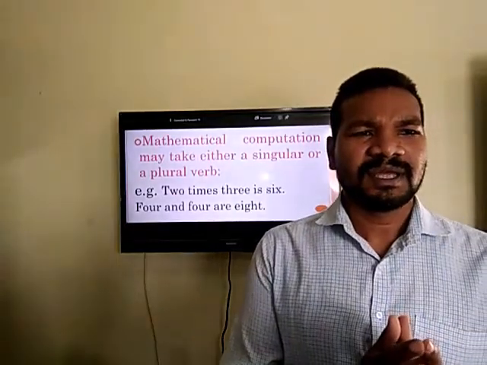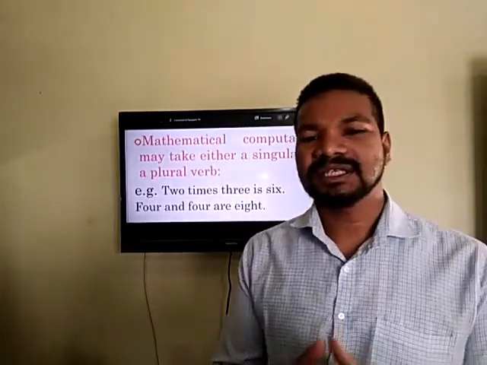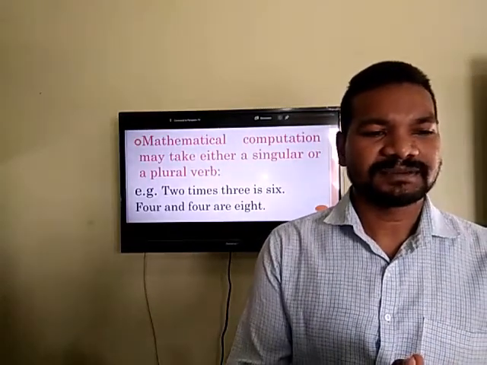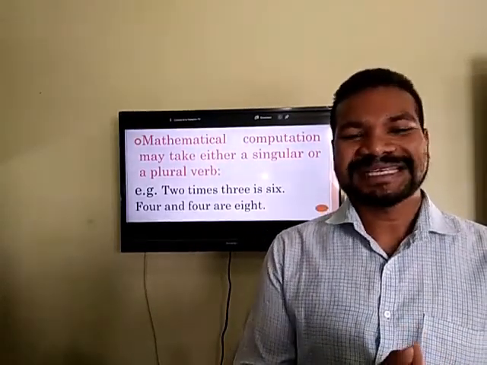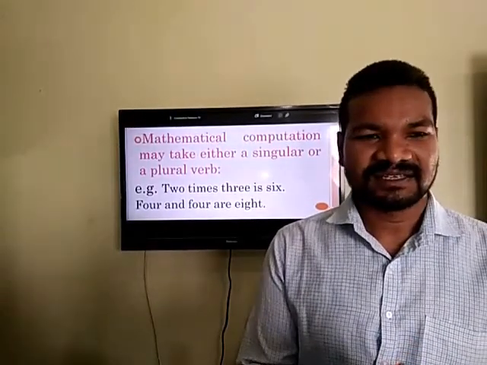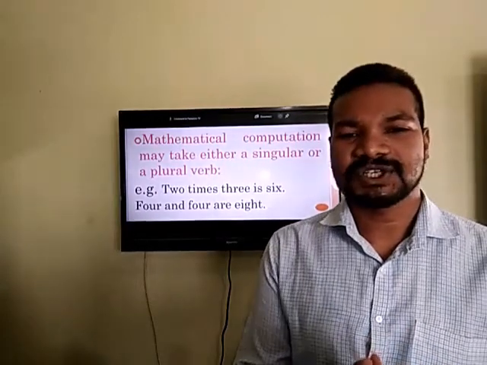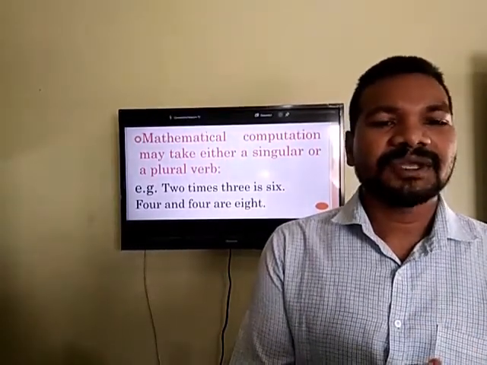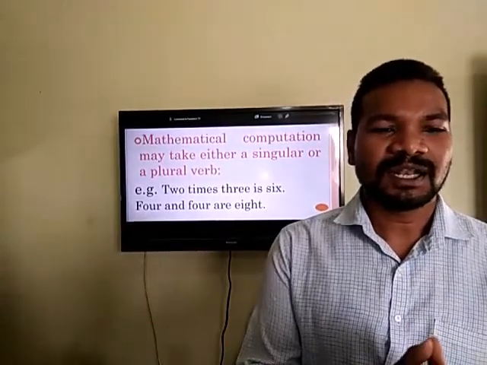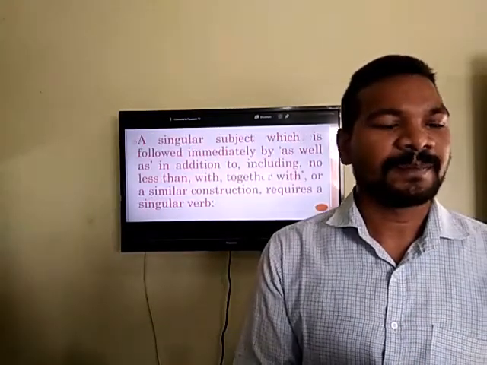Next rule. Mathematical computation may take either a singular or a plural verb. The examples: 2 times 3 is 6. 4 and 4 are 8. So whenever we are writing mathematical computation, we need to use either a singular verb or a plural verb. Now let's go to the next rule.